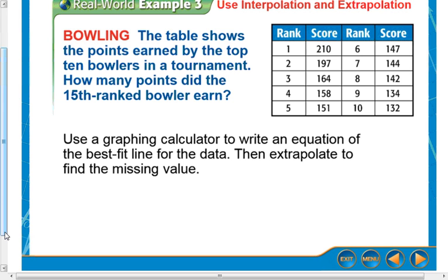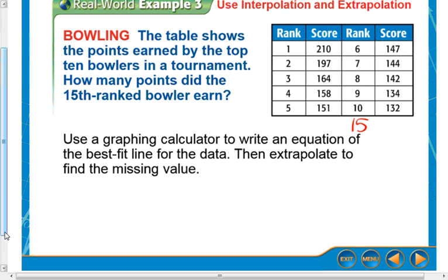How many points did the 15th ranked bowler earn? So now we got to use a graphing calculator to come up with that best fit line. And then we're going to extrapolate information to find that missing value, okay? We're going to predict what's going to happen when we have 15 here, okay?